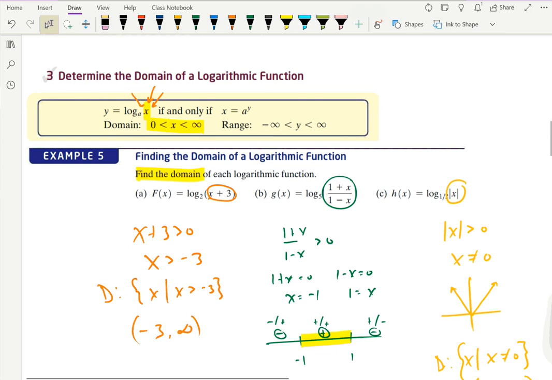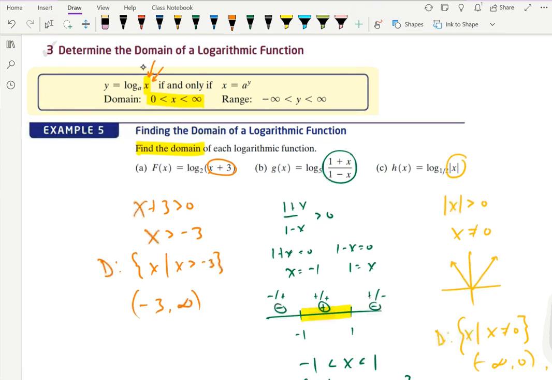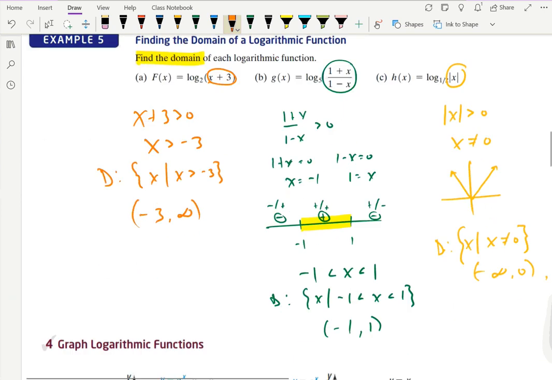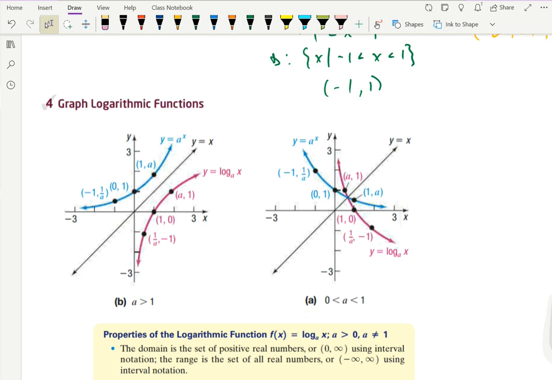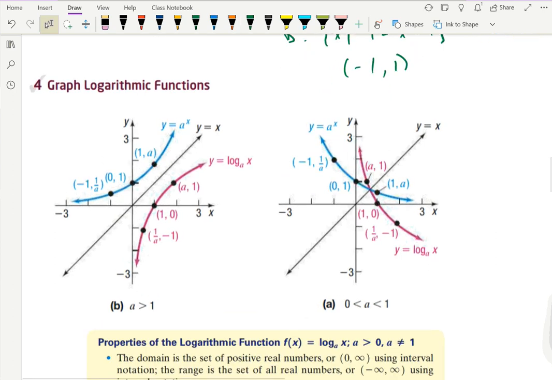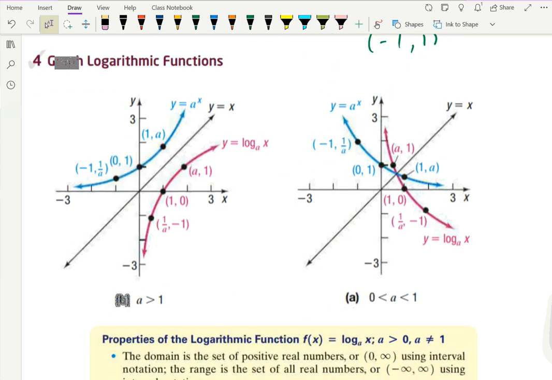So we're saying up here, our domain is going to be positive, and our range is going to be all real numbers. As we take a look at the graph, what we have is two graphs on each of these. In blue here, we have an exponential function, y equals a to the x, and then we have the corresponding logarithmic function, log of x base a is y.